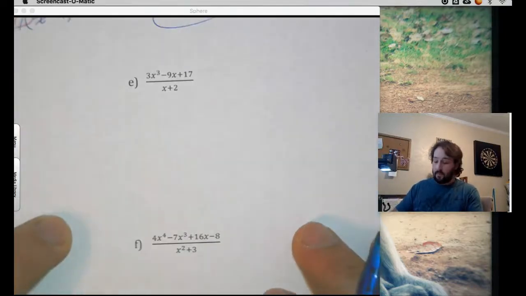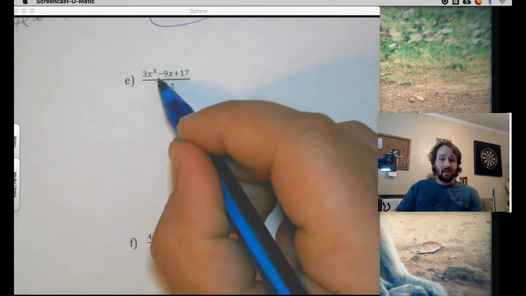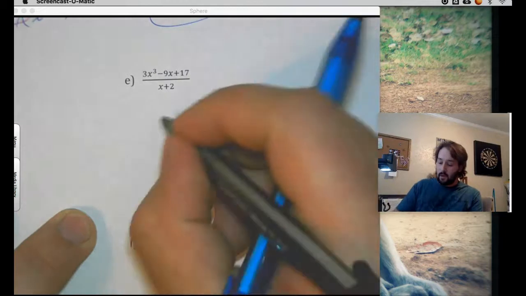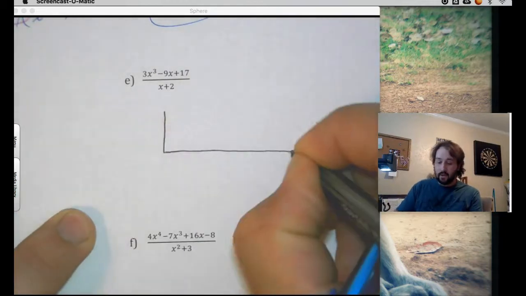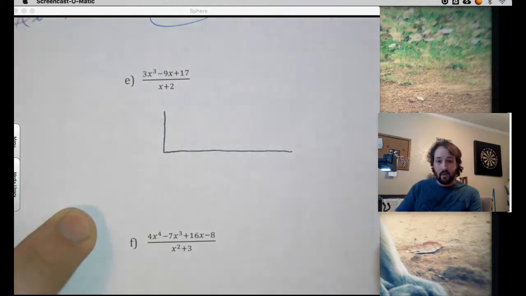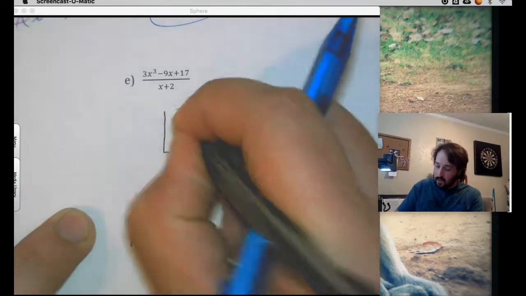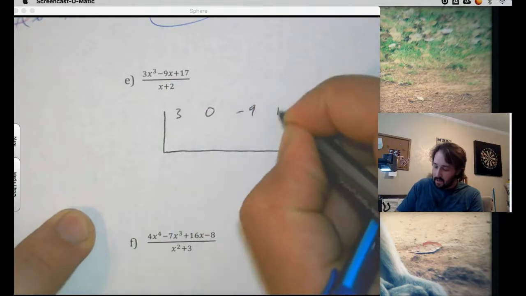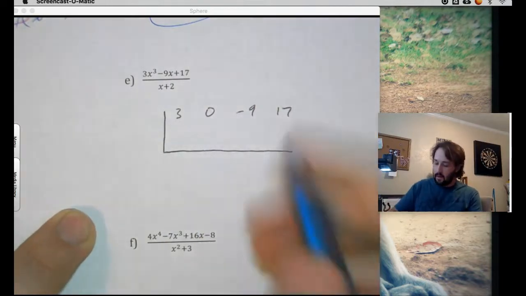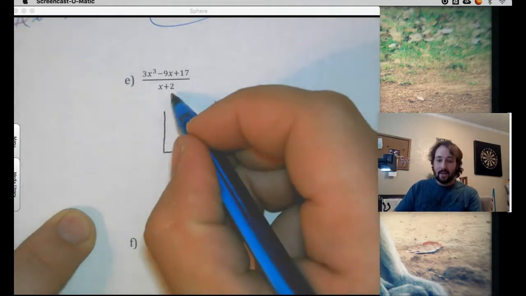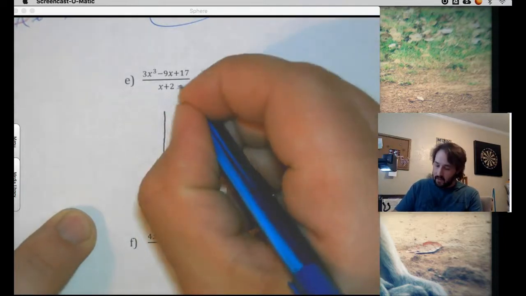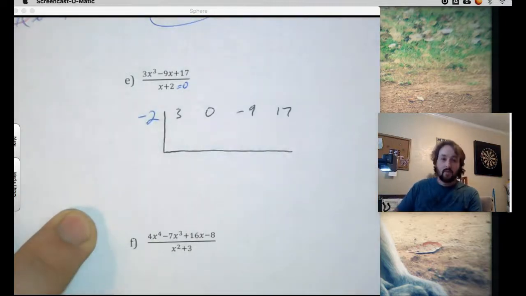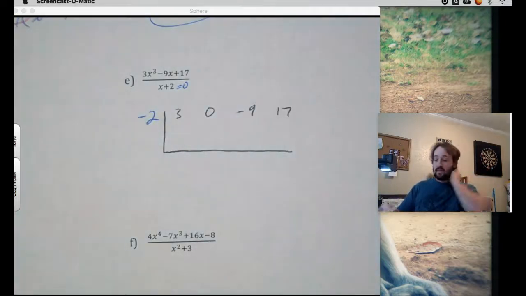All right, moving on. Notice here, I am missing an x squared term. So when I do my coefficients of the inside part, just like when we did long division, I need to have a 0 placeholder. So I have 3x cubed, 0x squared, negative 9x, and then I have 17. Now on the outside, make sure it's x equals whatever. So if I set that equal to 0, I need to subtract the 2 to the other side, such that I put negative 2 on the outside. All right, so there it is set up.